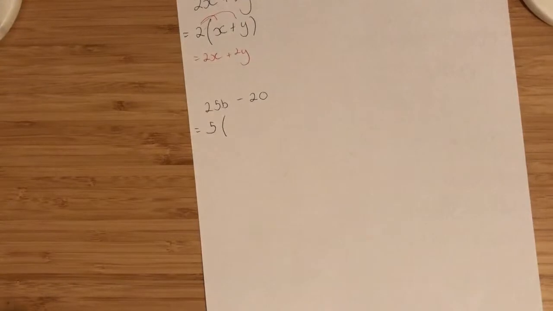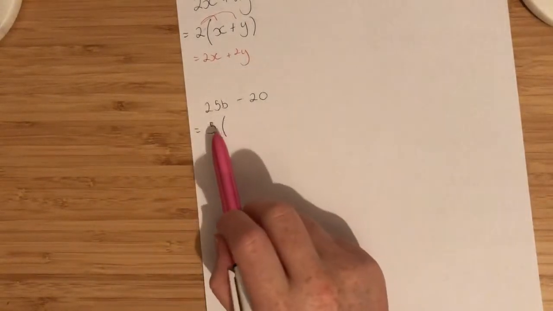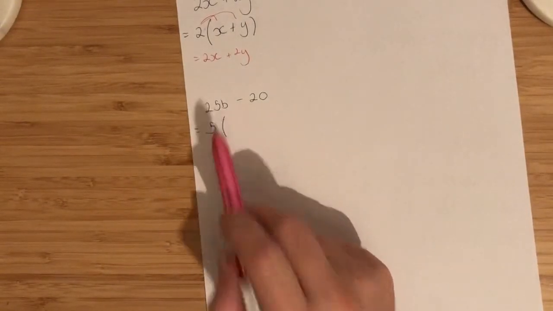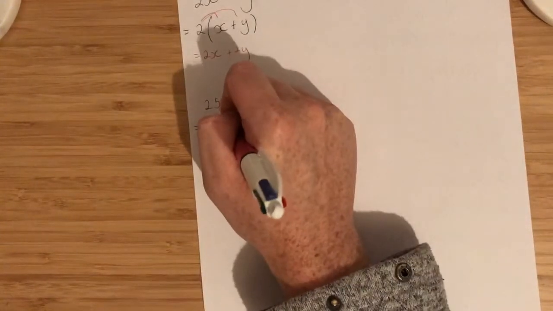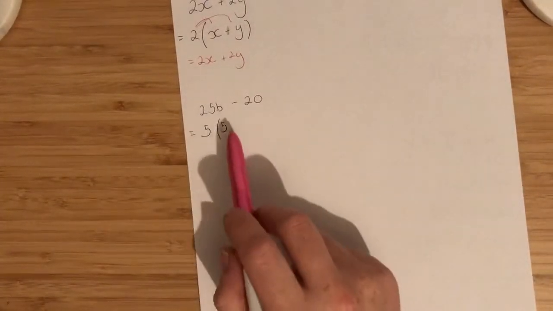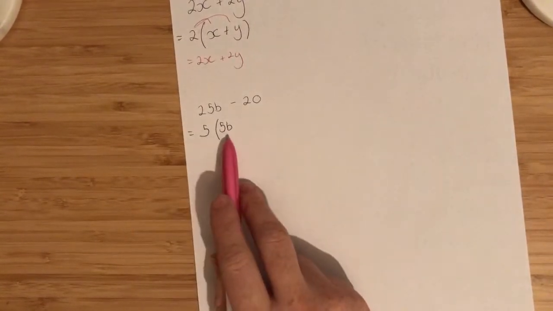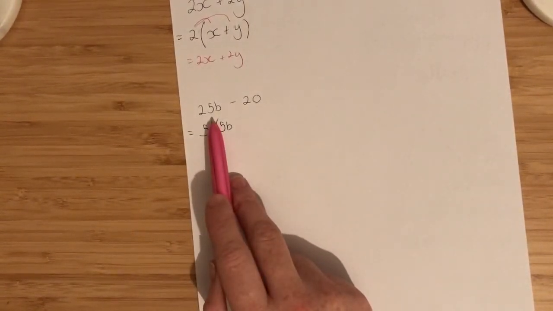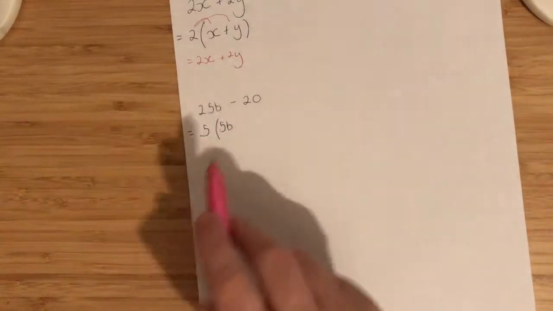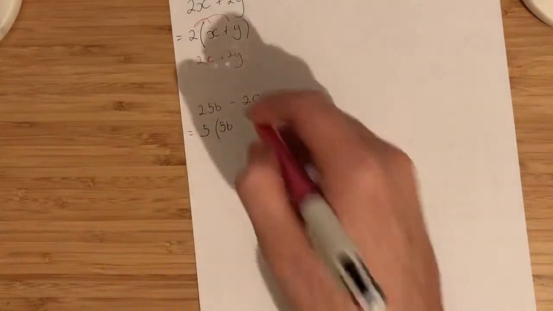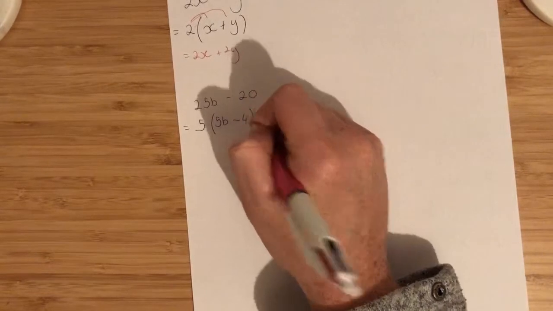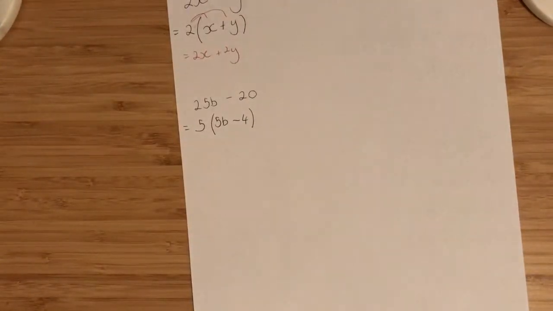You've got your highest common factor, you open the bracket. 5 times what would get you back to 25? That would be 5, but also you've got the b, because you need 5b. 5 times 5b is 25b. Okay, done. Then you've got minus 20, so 5 times minus 4 would get you back to minus 20. And that's you for that one as well.